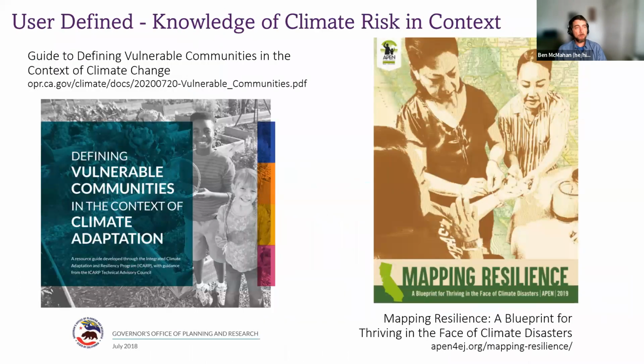Next slide, please. So in terms of diving into thinking about vulnerability and resilience, there's a couple of excellent resources that one might look to in terms of thinking about vulnerability on the left, which is the guide to defining vulnerable communities in the context of climate change. And on the right, the APN's report on mapping resilience, a blueprint for thriving in the face of climate disasters. Both of these really help think about how you as the local user, or you as the local expert might have knowledge of climate risk and context. And so you can think about how we define vulnerability and how that relates to your community where you might be working, and how that might better inform the process that you're engaging in.